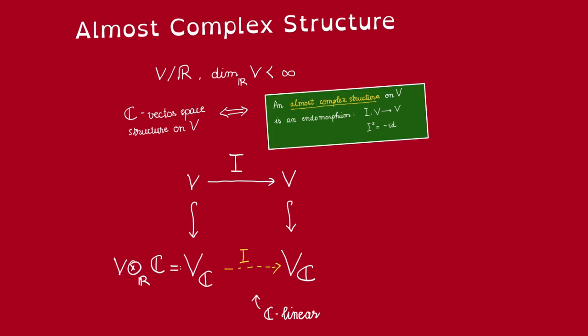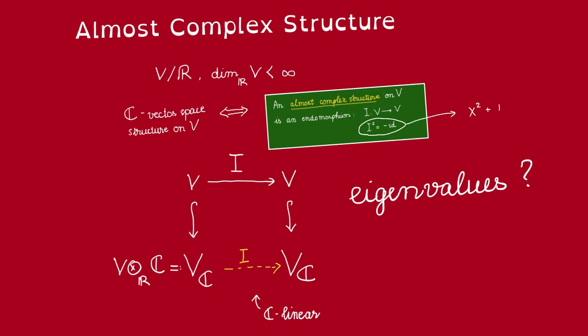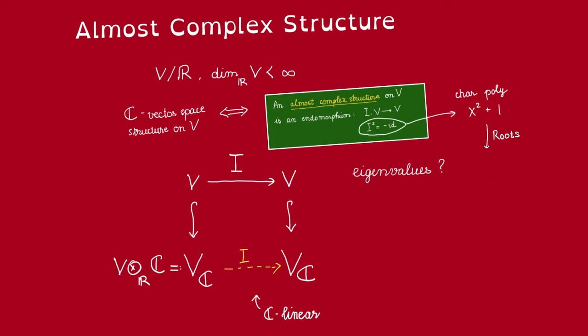To do that, first we need to ask, what are the eigenvalues of I? Now, how do we usually find eigenvalues? Well, we look at the characteristic polynomial, right? So what's the characteristic polynomial of I? Well, from this description, we see that the characteristic polynomial of I must be x squared plus 1. Thus, big I has eigenvalues plus or minus this little i.